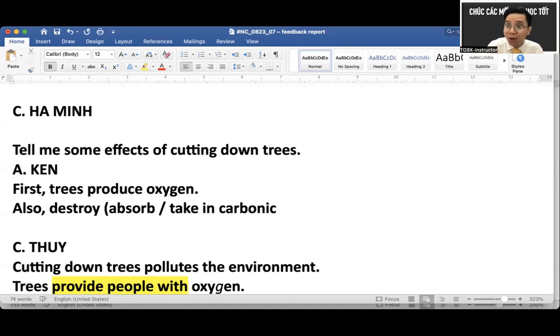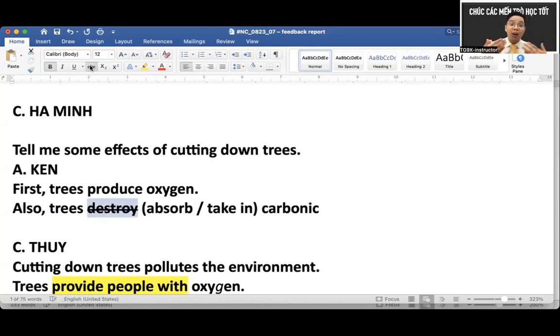They don't destroy, you know, right? So can you say again? Also trees absorb or take in carbonic. Yeah, that's right. So it makes the air fresher. Thank you. What else?